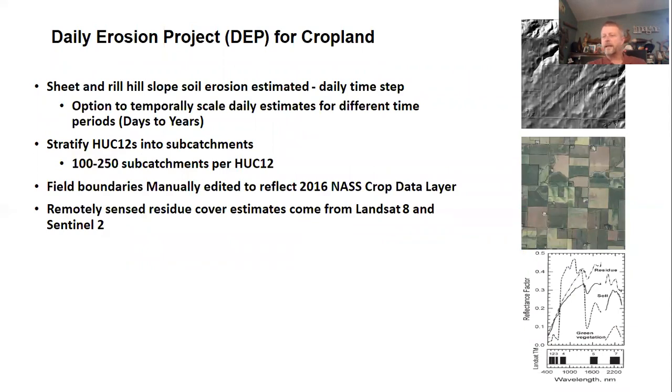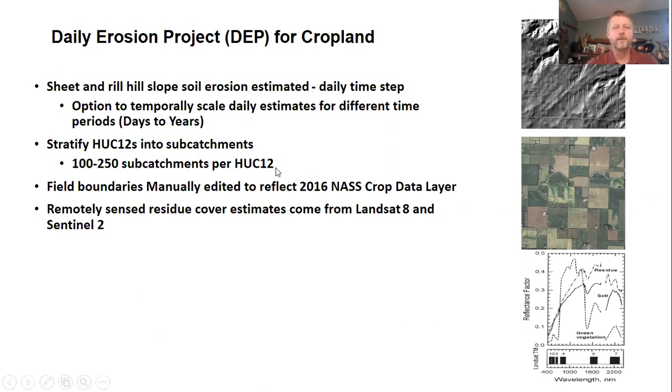So if we move to the daily erosion project, what we find is that this is basically calculating the sheet and rill hillslope soil erosion estimates in a daily time step. And it's stratified to the HUC 12 catchments, and our HUC 12s into subcatchments.